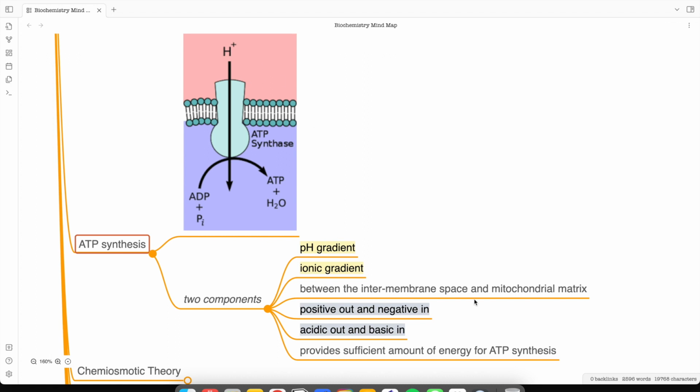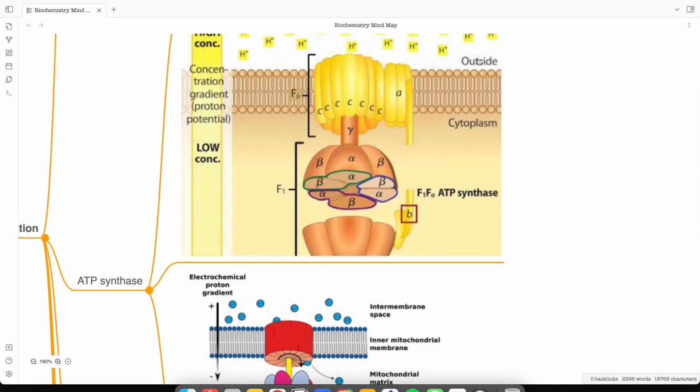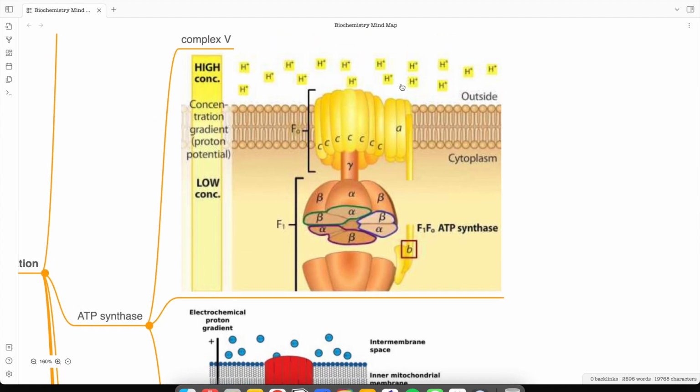Okay. So if we just think about the eukaryotes, this is the inner mitochondrial membrane, this is the intermembrane space, this is the mitochondrial matrix, and this pH gradient and ionic gradient should be between what? Between the intermembrane space and the mitochondrial matrix. This is for eukaryotes, and between the outside of the cell and the cytoplasm in the case of prokaryotes.